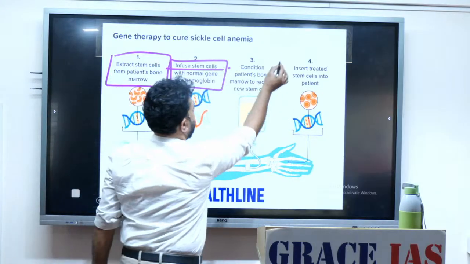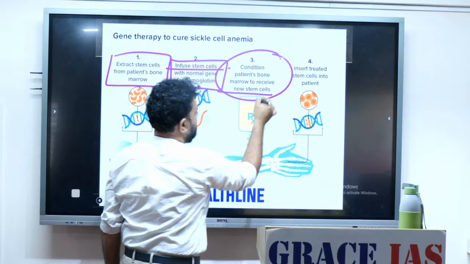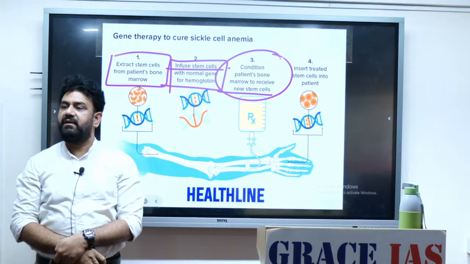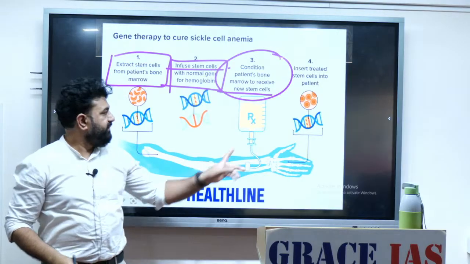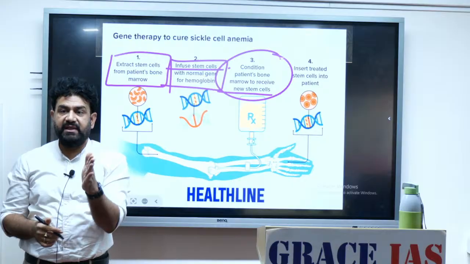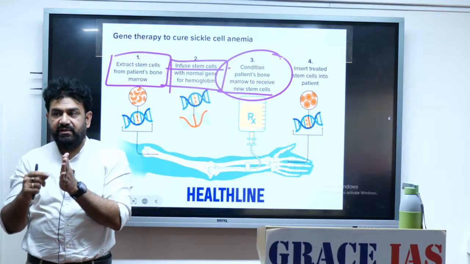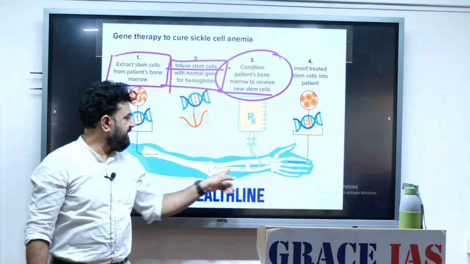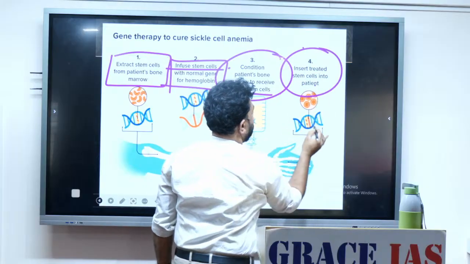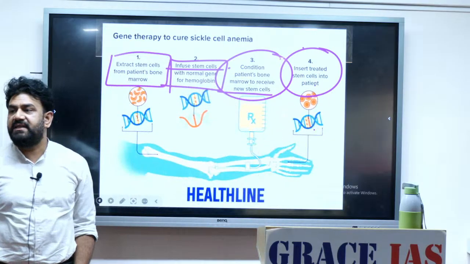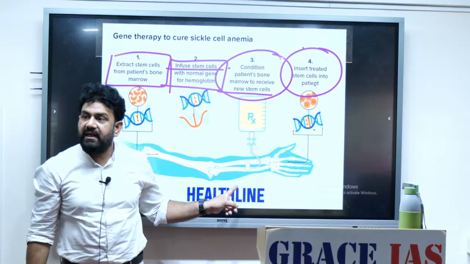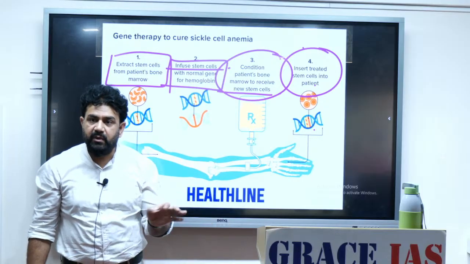Next is what? Condition the patient's bone marrow to receive new stem cells. Bone marrow cells are treated according to pH and temperature, and for some time they are kept in refrigeration. So conditioning happens, and once conditioning is done, the stem cell gets attached to the DNA of the bone marrow cells, then they are sent back into the person's bone marrow. Now the insertion of stem cells into the patient's bone marrow cells is complete, and that person's bone marrow now produces healthy spherical RBC with a sufficient amount of hemoglobin.